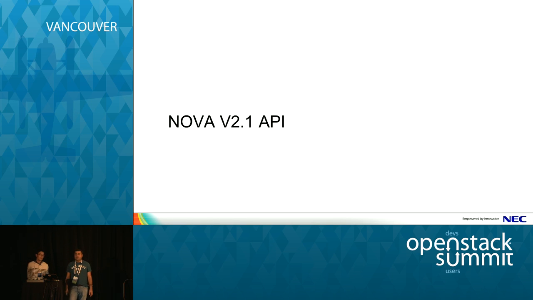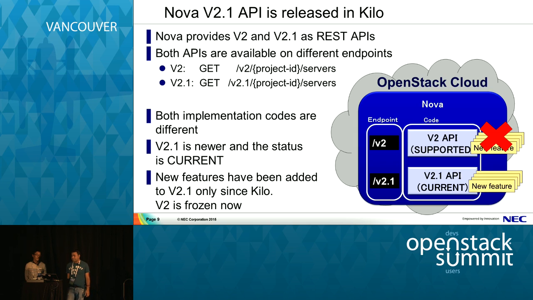Now we'll talk about the Nova v2.1 APIs. Basically, Nova provides two versions of REST APIs: one is v2 and another is v2.1. Both APIs are available on different endpoints. /v2 provides access to the v2 APIs, and /v2.1 provides access to the v2.1 APIs. Both have different implementation code. v2 is the older one, and its status is current, and v2.1's status is supported. And new features are supported only in v2.1.